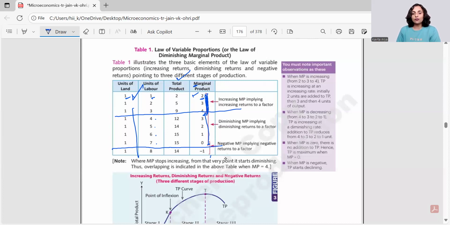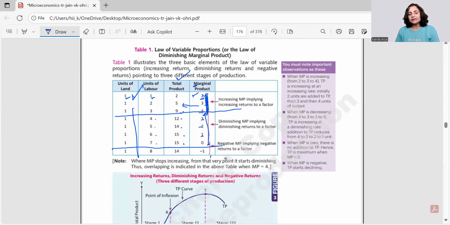So if we want to find out TP here, 2 plus 3 gives you 5, 5 plus 4 gives you 9, 9 plus 3 gives you 12, then 14, then 15, then again 15, because the contribution given at this stage is 0. And then it becomes negative, that is 14. So this way we are able to create the table very easily. You just know the trends. First MP has to increase, then reach its maximum, then fall down, reach 0, and then become negative, right? And you can have any data and derive TP therefrom, right?